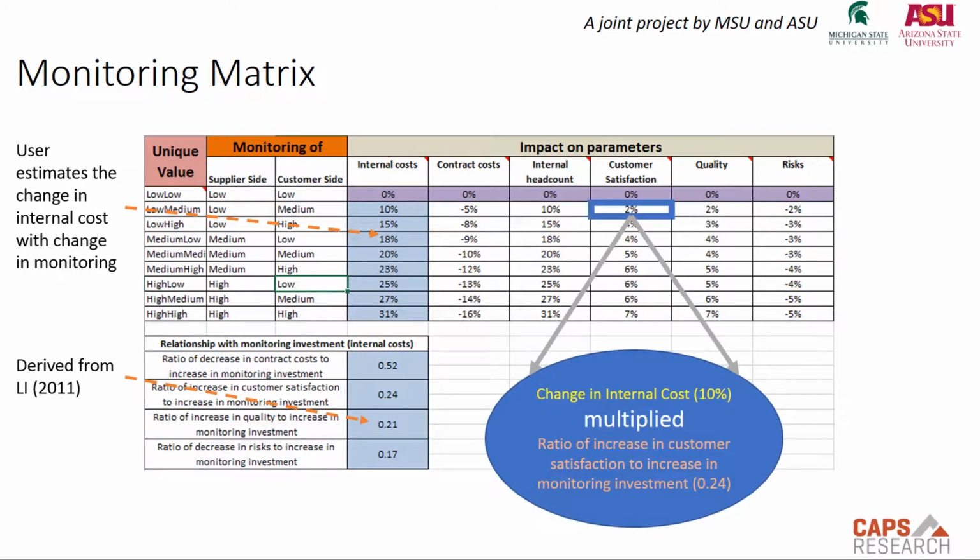So this one, if we look at the low-medium, says, well, if we end up going from low to medium, that is, we're doing more monitoring on the customer side, and it takes a 10% increase in our internal cost. If we multiply that by the 0.21, which is that ratio of the increase, we end up getting a 0.24 increase. It's the 0.1 times the 0.2. It says 4 there, but really 0.4. All right, so we specify this information, and then that's going to be used in the other parts of the spreadsheet tool.